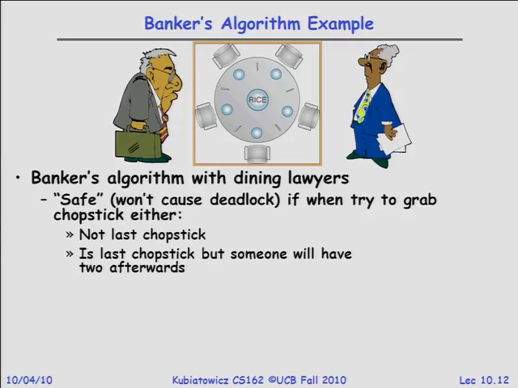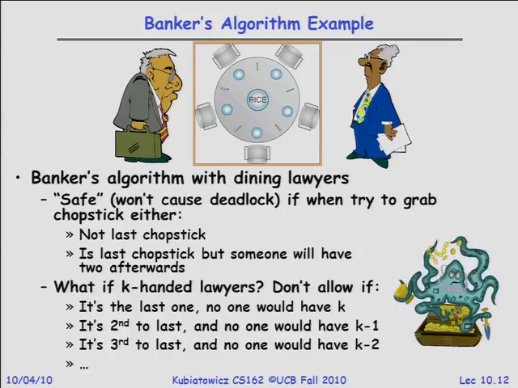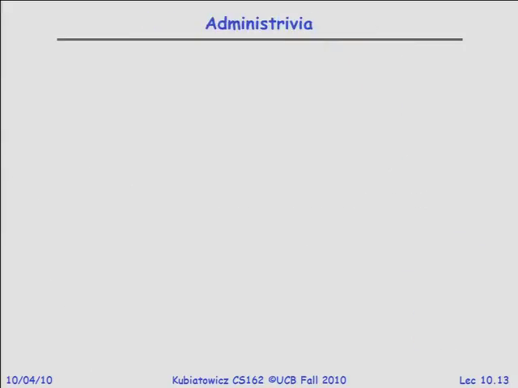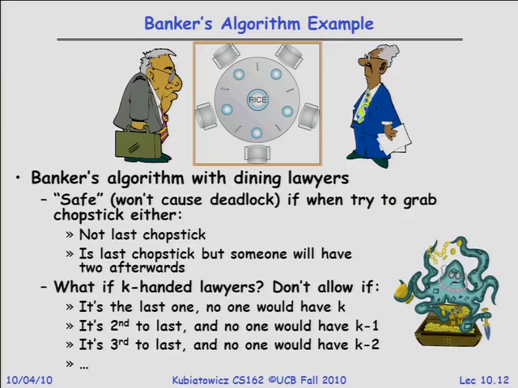This one I like here is the K-handed lawyer, right? And of course, that's in general. It's the last one, but nobody would have K. It's the second to last. Nobody would have K minus 1, and so on. If you work your way through the banker's algorithm, you'll see this also works. Okay? Good. Any questions? Yeah. So you can only get a resource if the maximum that you'll ever need is at least as much as there are left in the system? No.